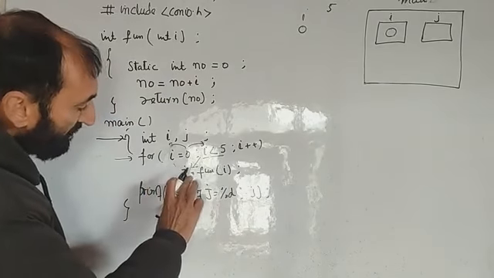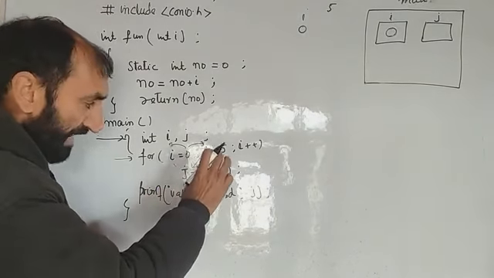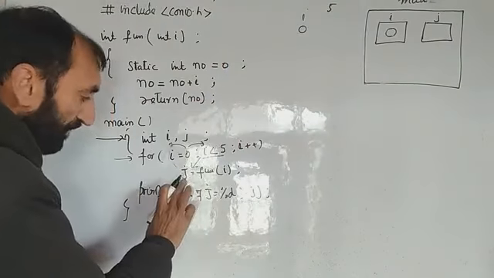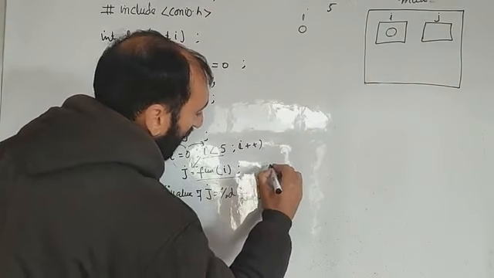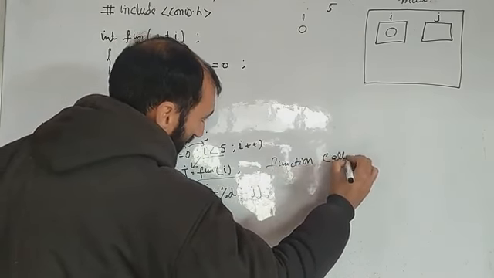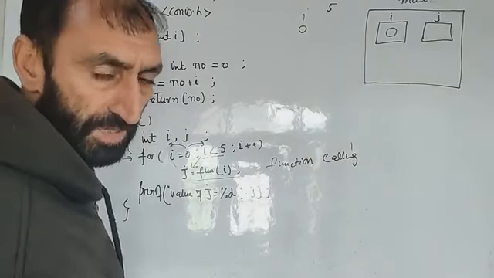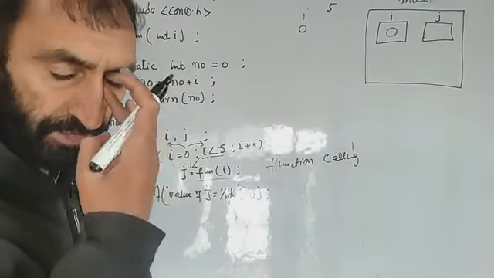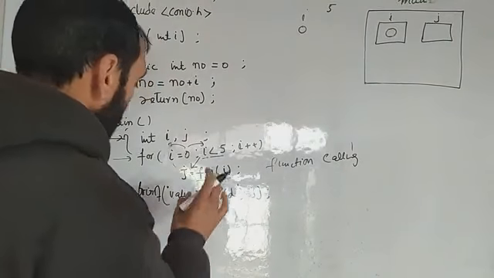So here, j equal to fun of i. Take care: i less than 5, yes. So the control reaches j equal to fun. What is this? This is a function call, which we have already discussed in the previous function videos: what a function call is, how the function is called, and how it is executed.